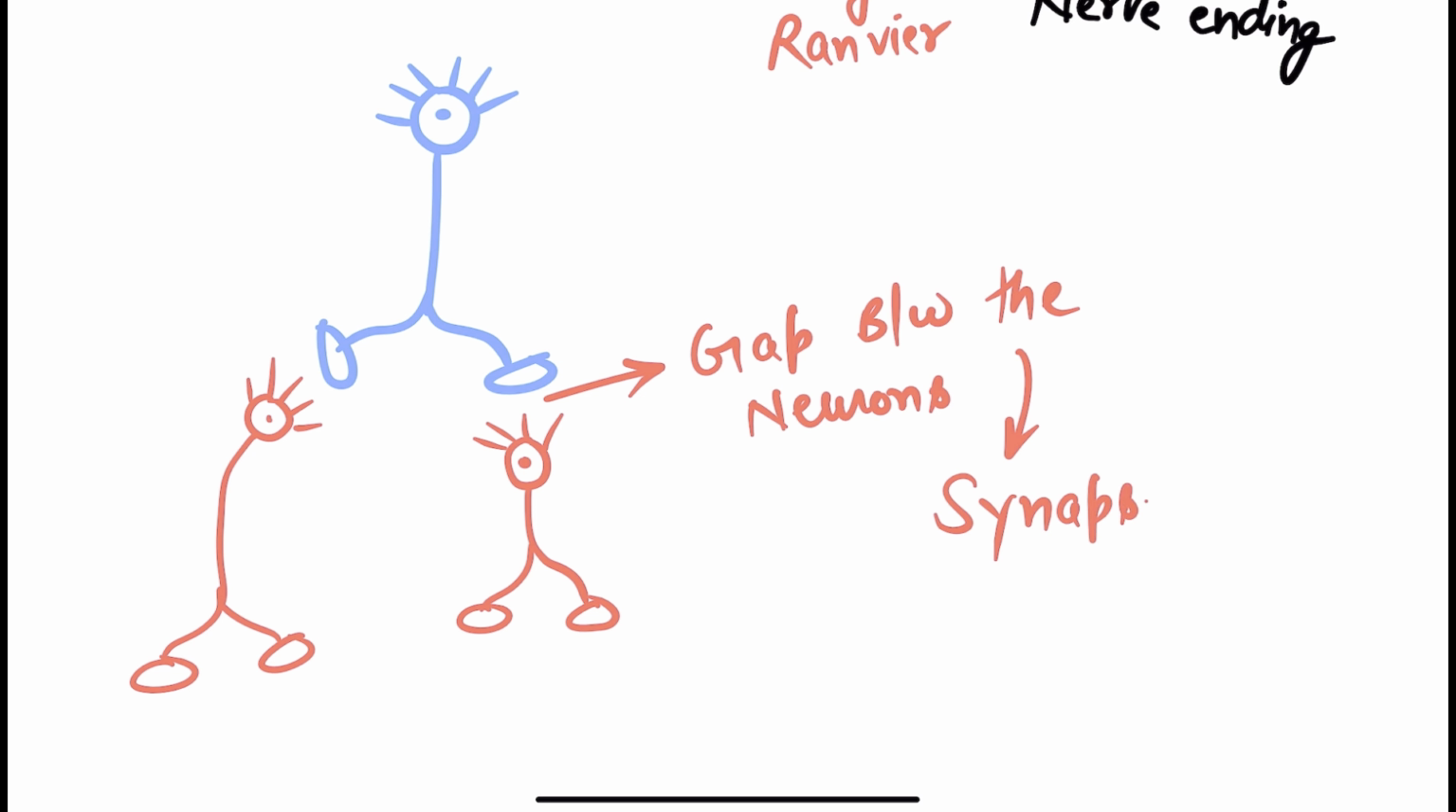What we call this gap? This gap is known as synapse. So very simple, synapse is a gap between the two neurons.